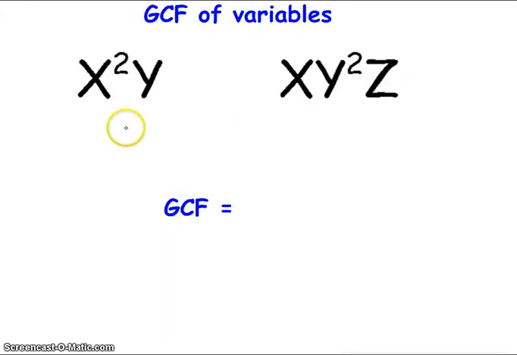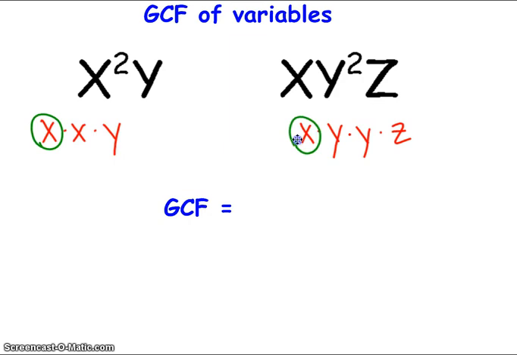So let's do some examples, all right? We have x squared y, so this would be x times x times y. Over here would be x times y times z. So we begin by circling what is shared. I have a pair of x's on both sides, and I have a pair of y's on both sides. So the greatest common factor here will simply be x times y or xy.